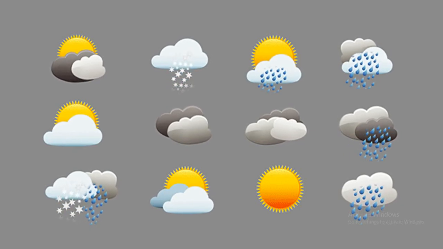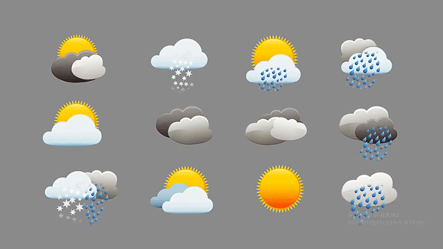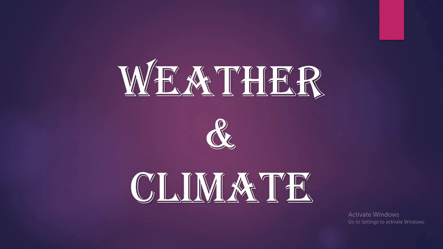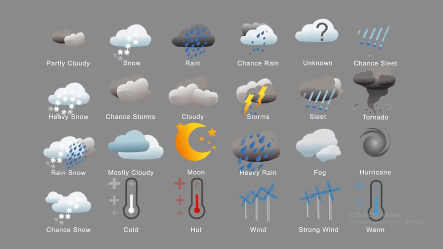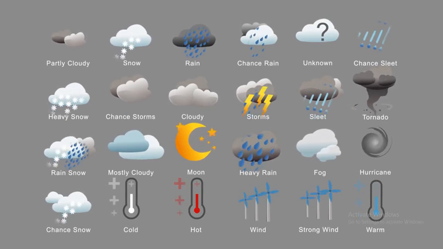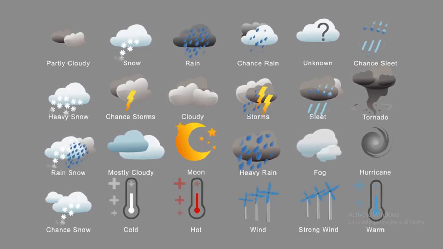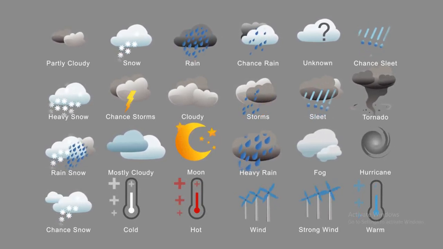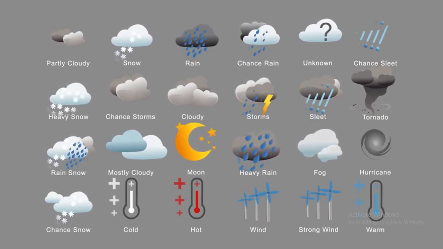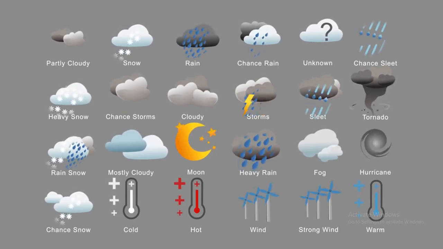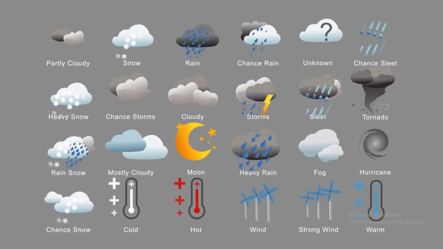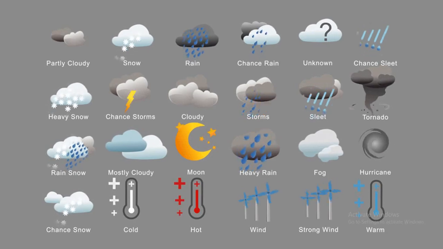What do you think about the climate and weather? Yes, of course. We'll move on to weather and climate. Here you can see what is happening. Partly cloudy with snow, rain, chance of rain, and sometimes it is blank, unknown, and chance of sleet. And heavy snow, rain, snow, and chance of snow. All these have occurred due to changes in the temperature due to weather and climate.